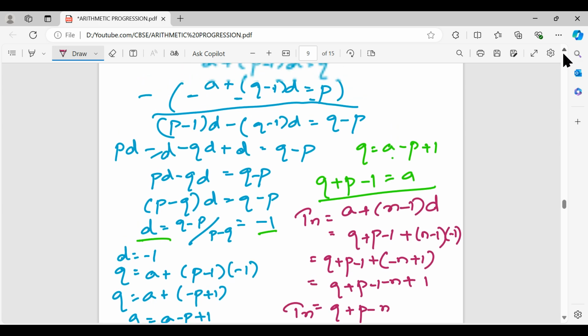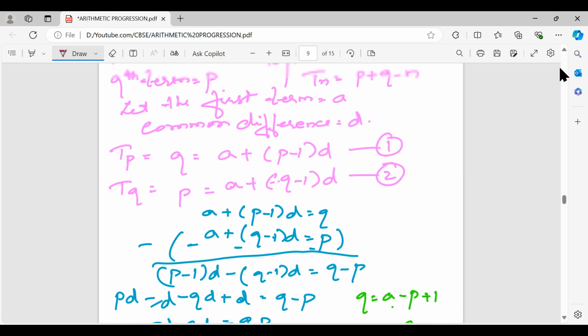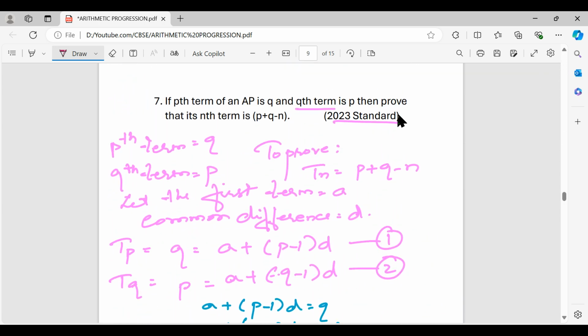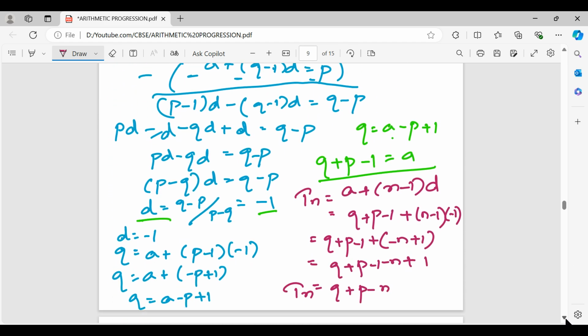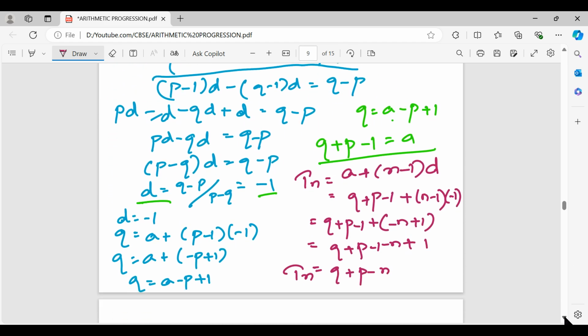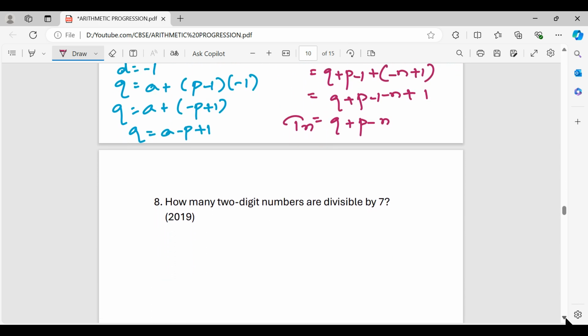So you can see the question was to prove that the nth term is P plus Q minus n. So what we did step by step: first we found the value of D. Then, with the help of D, we got the value of A. And then we substituted into the nth term rule. I hope this is clear to everyone.